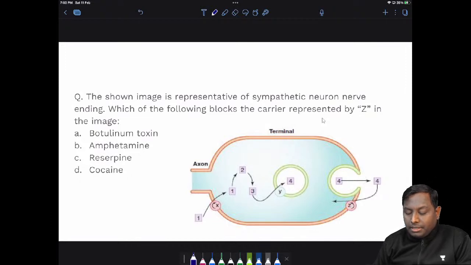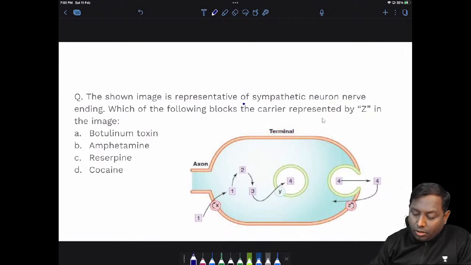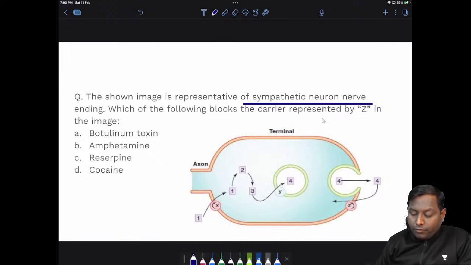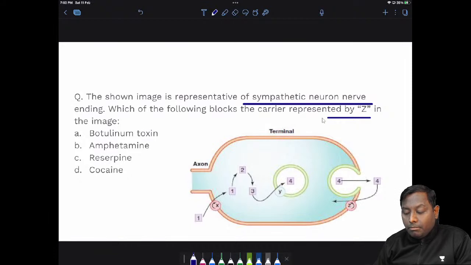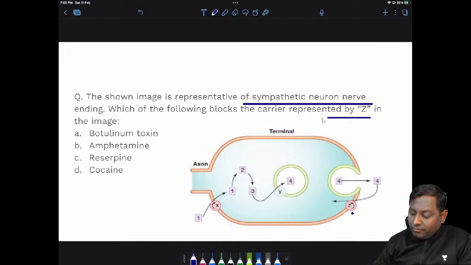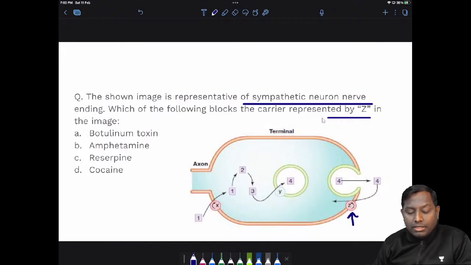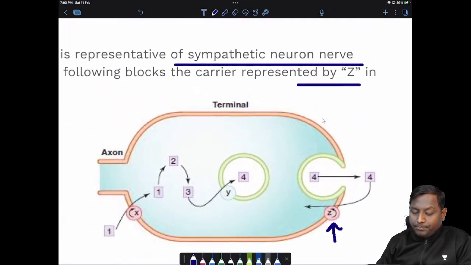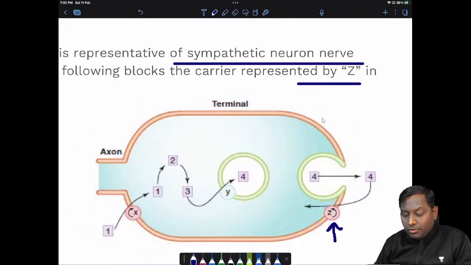Okay, the shown image is representative of a sympathetic neuron nerve ending. Which of the following drugs blocks the carrier represented by Z in the image? So if you see in this image, we have Z here, somewhere here at the point of the arrow. Can you guys see this? I hope this image is pretty visible to all of you.